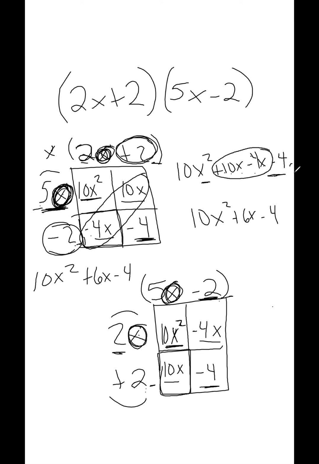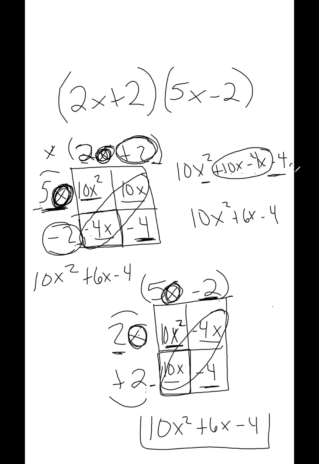However you want to do this is fine. This is the same answer down here. If you combine these, you have 10x squared. Negative 4 plus 10 is still positive 6. They both have that x with it, and then negative 4. So both of these came out to be the same answer.